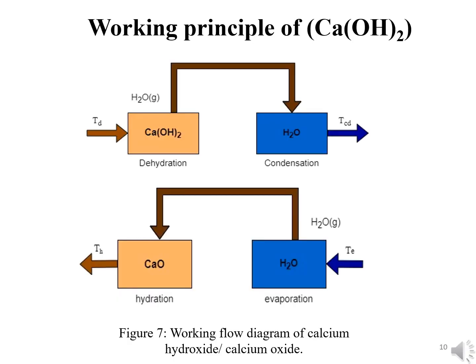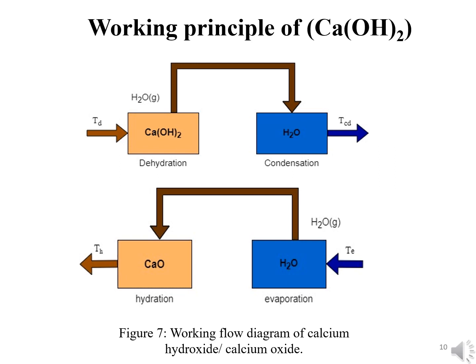Now the working principle of calcium hydroxide is shown, in which the formation of calcium hydroxide is there. Calcium hydroxide is heated during dehydration and breaks down into calcium oxide and water vapor. This type of reaction is called endothermic reaction and the process is called charging process. Now when a reaction is exothermic, heat is produced when water is heated to steam.